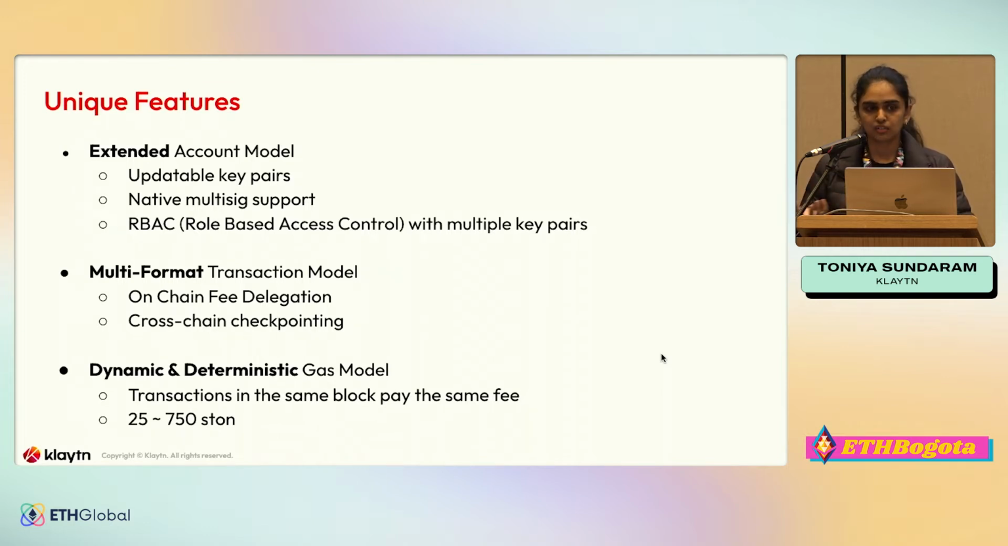But in other networks, you have the option for tipping, and you can tip for the transaction and prioritize the transaction, and you can skip the queue. But because of this, the price is very volatile. But in Klaytn, we do not have that tipping model because we wanted to keep it as low as possible and deterministic. However, the range is between 25 to 750 stone.